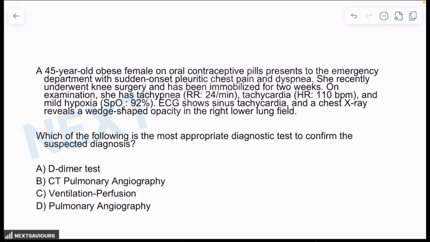You see, a 45-year-old obese female on oral contraceptive pills. Now, this is the first hint which is provided to you. Next, she presents to the emergency department with a sudden onset pleuritic chest pain and dyspnea. These are the clinical features. Now, she recently underwent knee surgery and has been immobilized for a period of 2 weeks.